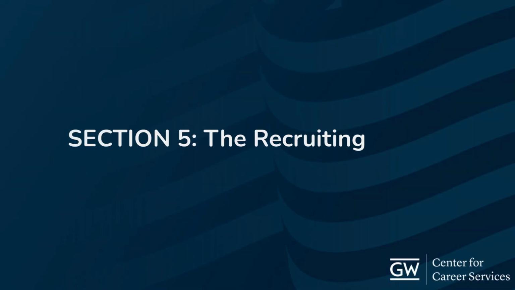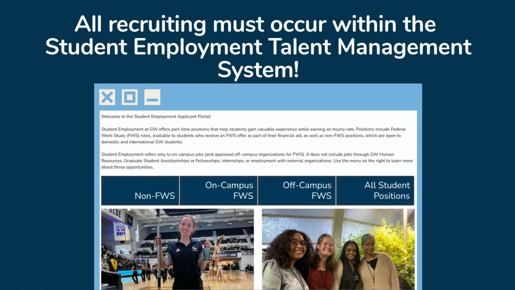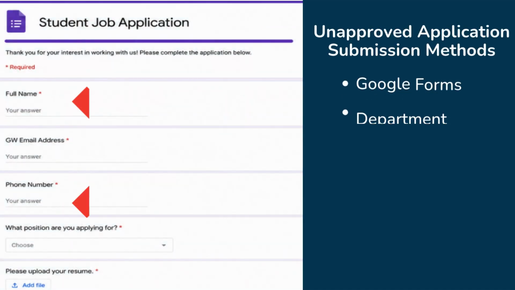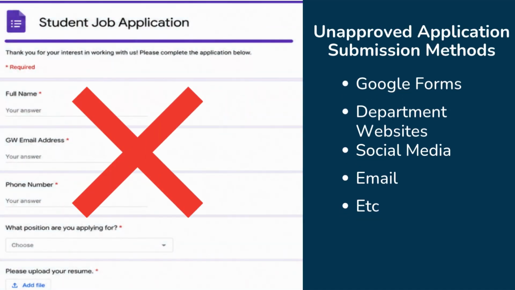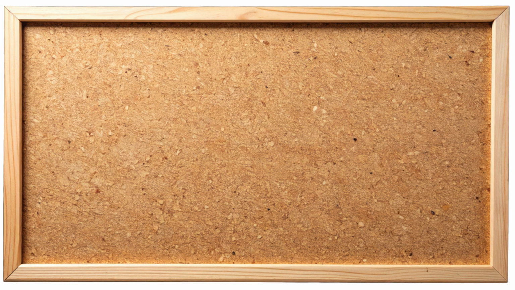Section 5. Recruiting process. Ready to grow your team? Let's move on to the recruiting process. If you're new to the system, don't worry. Every new hiring manager receives a comprehensive user's guide with step-by-step instructions to get you started. It is important to first note that all recruiting must occur within the Student Employment Talent Management System, also known as People Admin. You may not use separate recruiting or application submission methods, such as websites, social media, Google Forms, or email-only applications. To ensure equity in pay and proper classification, we use 3 key tools.